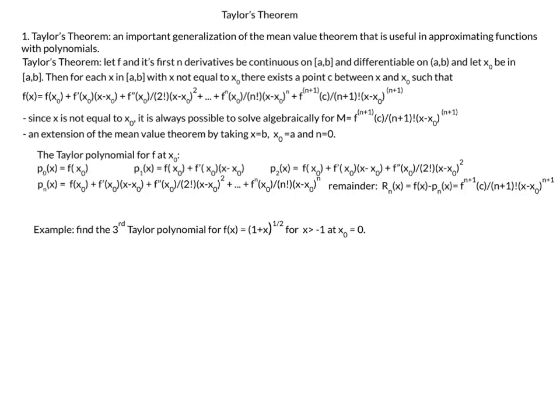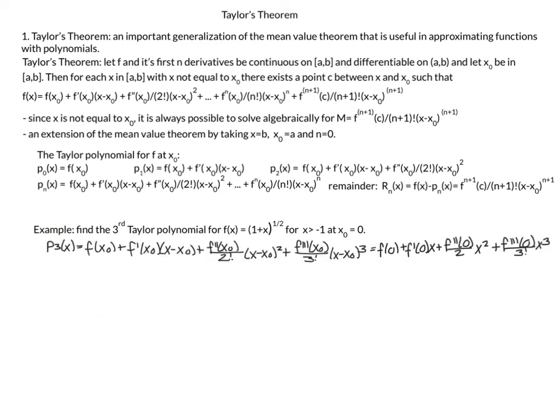For our next example, I have the problem of finding the third degree polynomial for f of x equals 1 plus x to the 1/2 for x greater than -1 using x naught equals 0. I started by writing the formula since they want the third degree polynomial for p3 of x. And I just extended this, plugging in n equals 3. And then I plugged in x naught equals 0 into this formula to get this far.